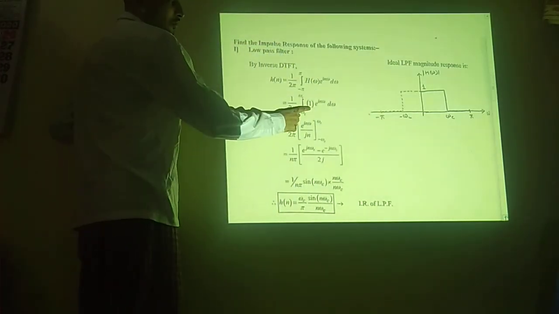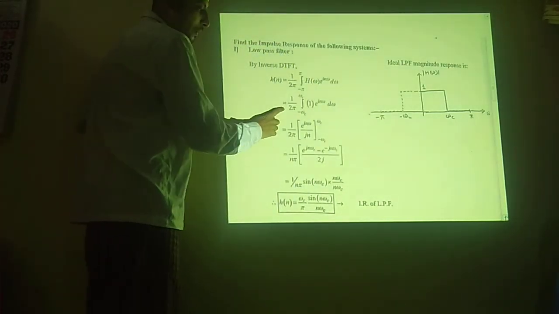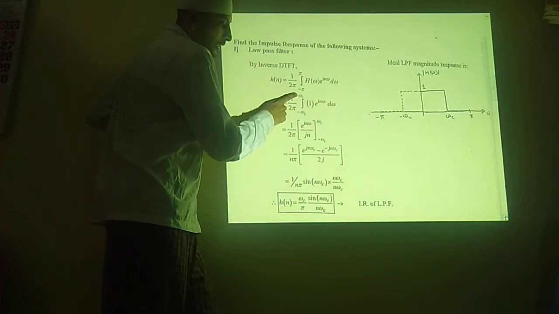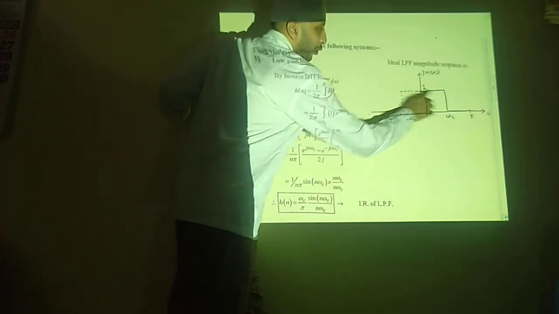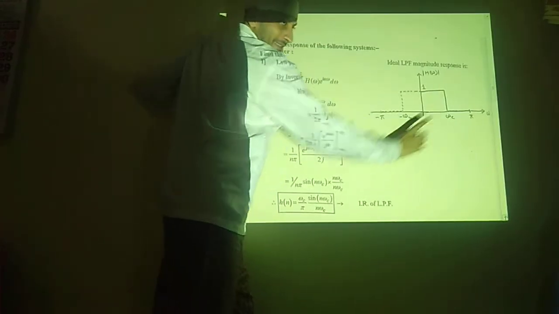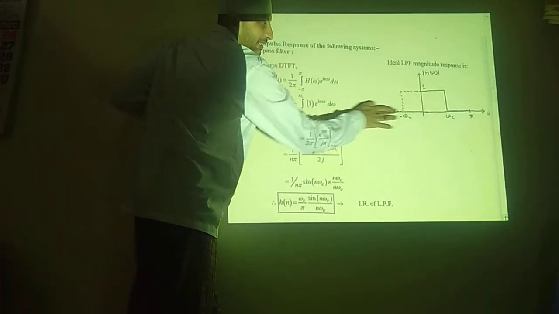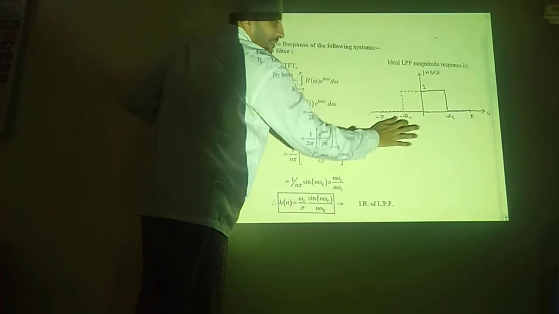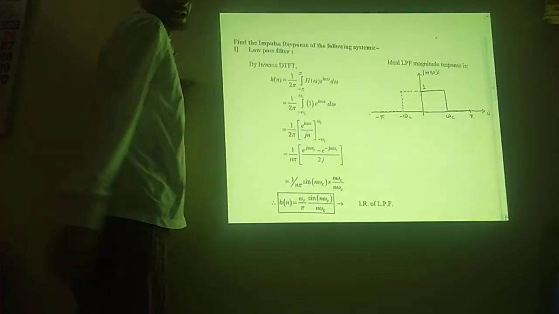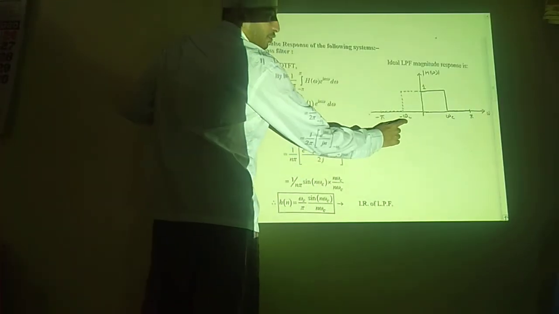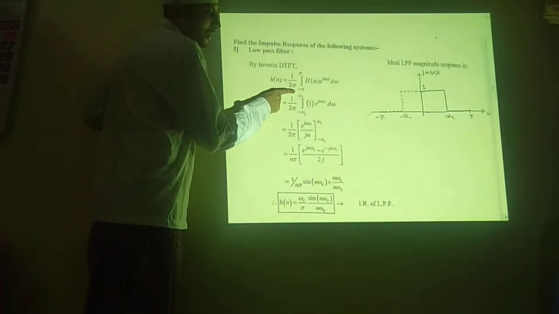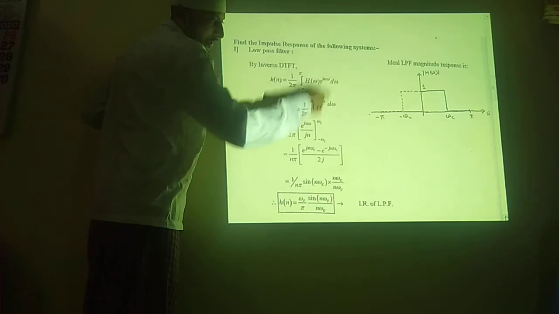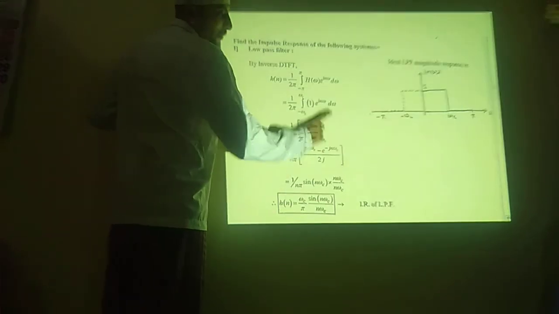I will put 1 in this formula: 1 upon 2 pi, integration from minus omega c to omega c. Why are we considering minus omega c to omega c? Because I have got values only for minus omega c to omega c. I cannot consider the other part, only the values for this part. So the signal has value 1 for minus omega c to omega c, h of omega is equal to 1, and I have got e raised to j omega n d omega.